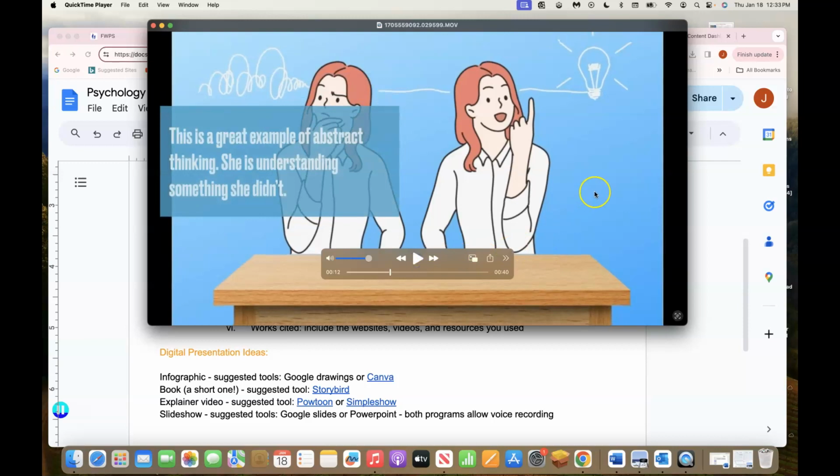Okay, so here on this one, you have a graphic and you're saying that this is a great example of abstract thinking. She's understanding something that she didn't. Okay, so you are making an inference, which is a guess as to what this is referring to. What would strengthen your presentation more is if you wrote further what this person could be thinking about. All right, so hold that thought. There's another one that I want to touch on.